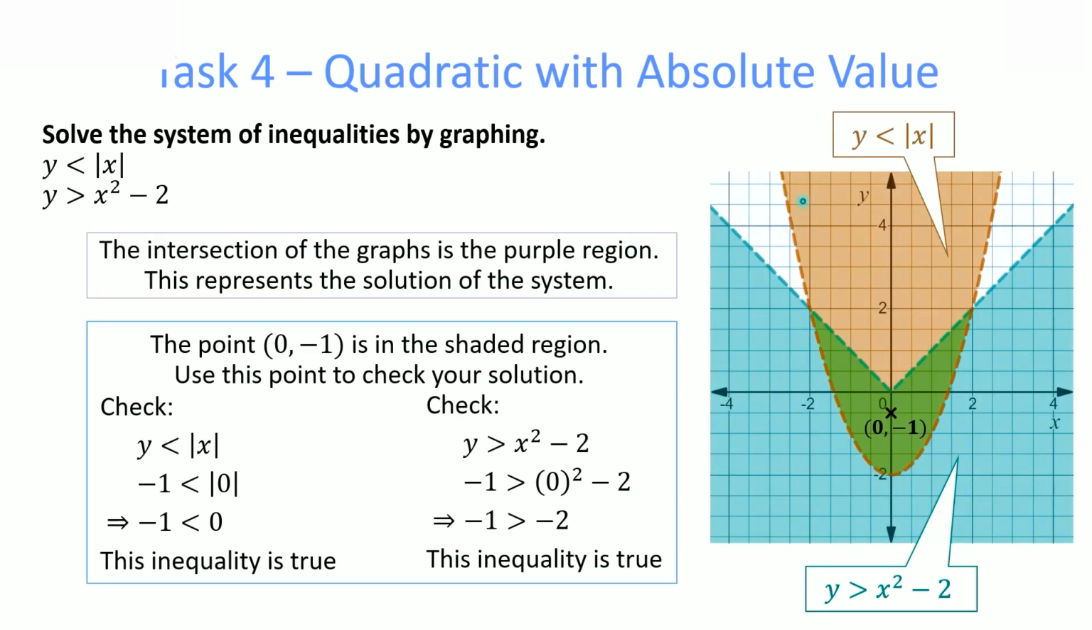After graphing each function, you should have been able to identify the intersecting region, and then you could always test that this region is the correct solution by testing a point in each inequality to see if it holds. And indeed it does. So the purple region is your solution here.